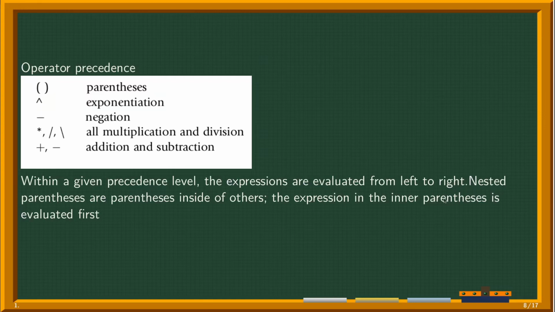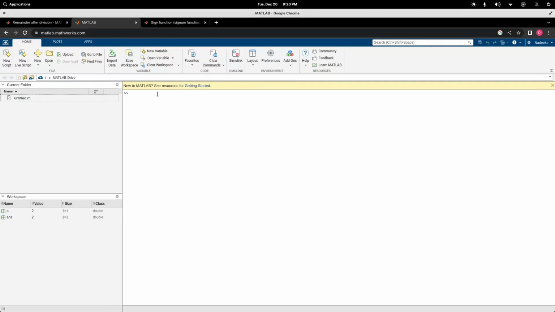So for example, let's look at this expression. Here multiplication has higher precedence than addition, so MATLAB will multiply 2 and 4, it will get 8, and then plus 5 is 13. And if you look at negation and exponent, we know the exponent has higher precedence, so MATLAB first will take the exponent and get 4, and then 4 times minus 2 is minus 8.